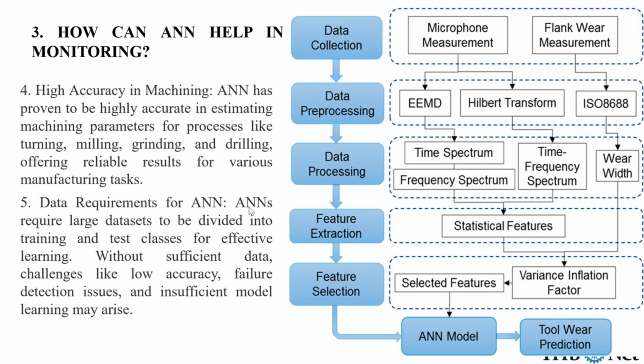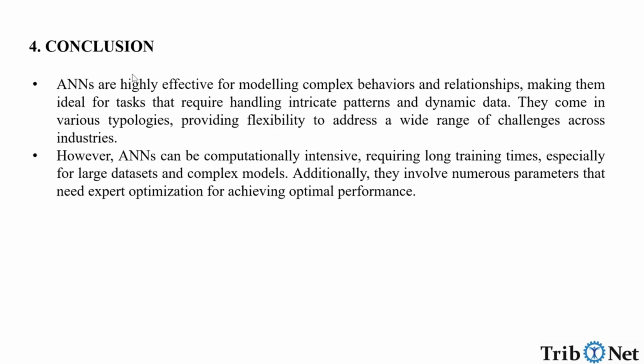Data requirements for ANN. ANNs require large datasets to be divided into training and test classes for effective learning. Without sufficient data, challenges like low accuracy, failure detection issues, and insufficient model learning may arise. Firstly, the data collection happens, then data pre-processing, then processing, then feature extraction, feature selection, and then the ANN model verifies it, and then it goes to the toolware prediction.